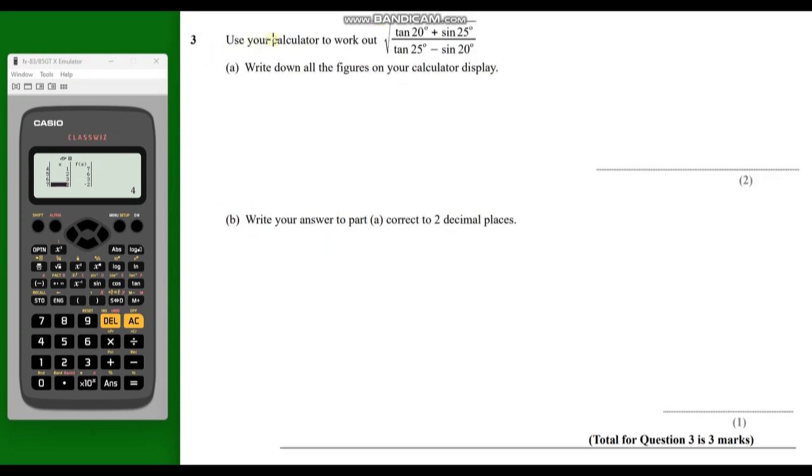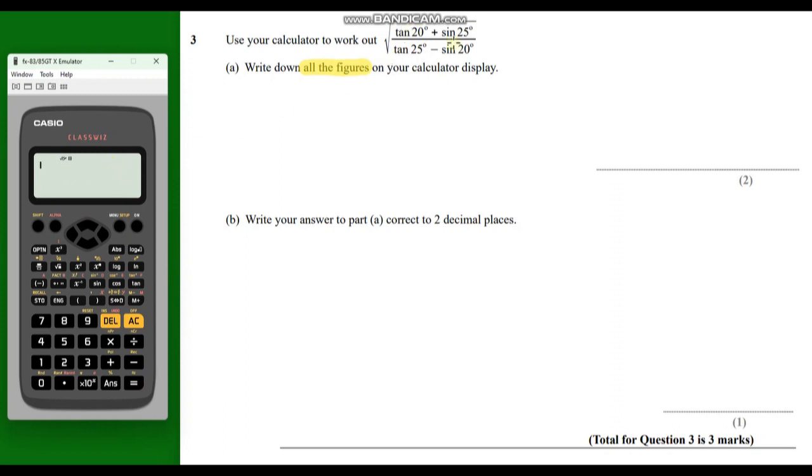Question 3, use your calculator to work out this calculation here. Write down all of the figures on your calculator display. Now, first of all, we need to change the mode. Remember from the last question we were in table mode, so we need to get out of table mode. And to do that, if we just press the menu button again, you can see we're in table mode. You can either press 1 or just go back till you get to calculate, which is mode 1, and then press equals, and now we're back to calculate mode.